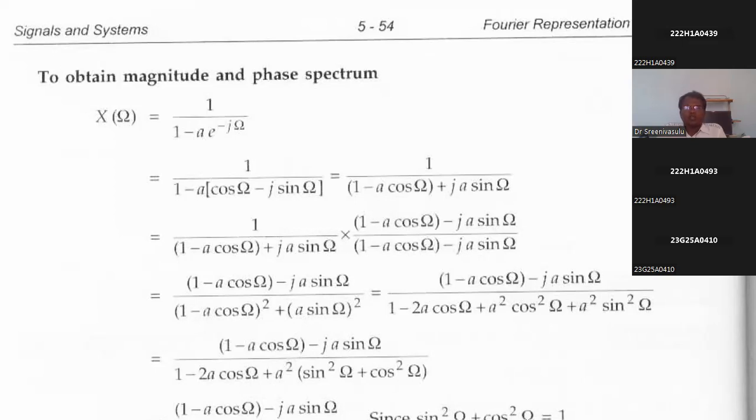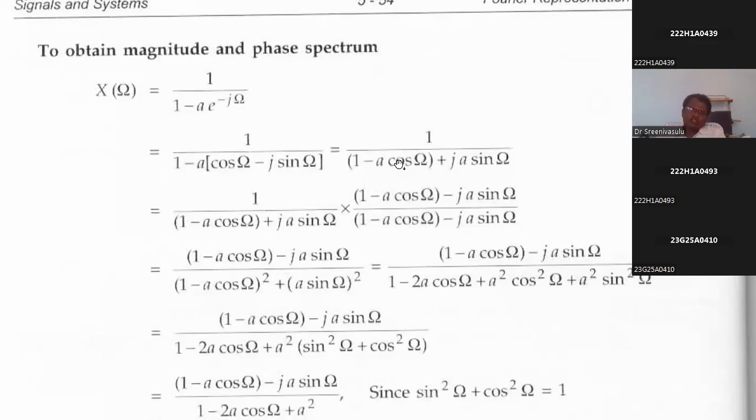Now it has a real part as well as an imaginary part. Here in this book he has done a lot of rationalization. But a better way, instead of doing this lengthy analysis, is to find the magnitude of X of omega. Usually, suppose you consider the numerator. In the numerator, there is no imaginary part. Suppose there is an imaginary part, we can write root of real square plus imaginary square.